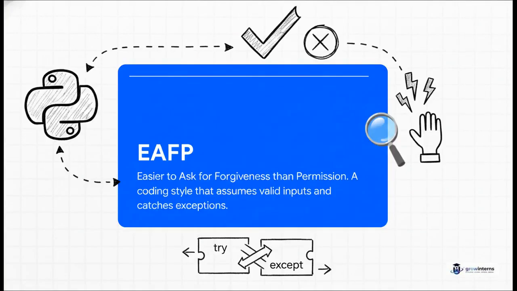So, to handle errors the Python way, we need to get familiar with this idea called EAFP. It stands for easier to ask for forgiveness than permission. It sounds a little weird, but all it means is this. Instead of checking for every possible problem beforehand, just try to run the code. Just go for it. If it works, great. If it doesn't, it'll raise an exception and we'll have a plan ready to catch it and deal with the problem.